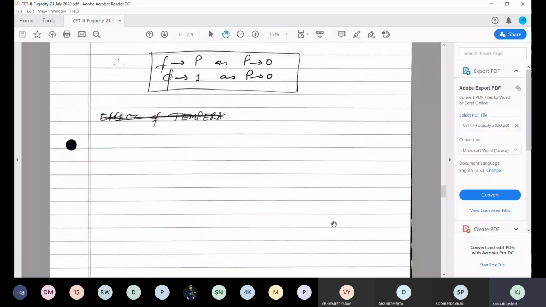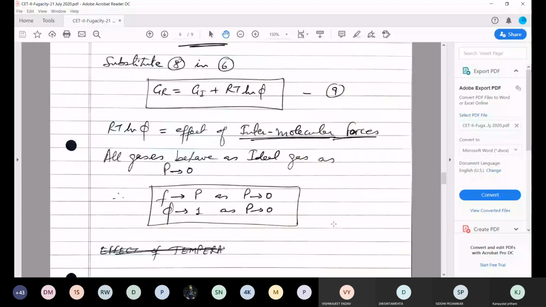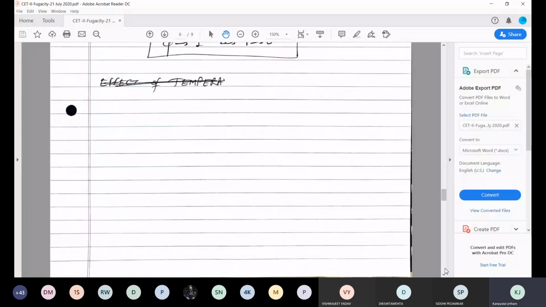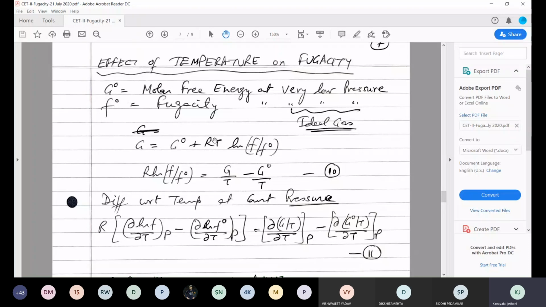Effect of temperature. If you understood this much, tell me; if not, tell me. Any doubts on this equation 9? Okay, there is no comment. Let's proceed. So let's see what is the effect of temperature on fugacity and effect of pressure.